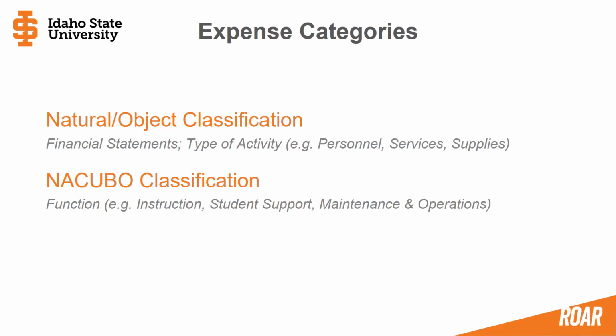The other methodology, known as the NACUBO classification, presents expenditures by function. The functions include categories such as instruction, student support, institutional support, and others.